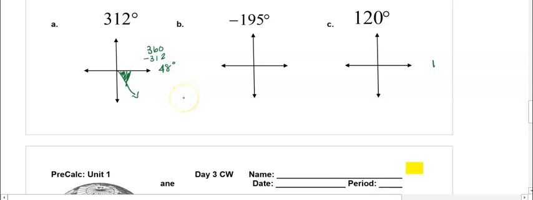So you see, all I'm doing here is drawing a picture and figuring out, okay, what do I have and what's left? Like with this 312, if I look at the picture, I have a whole circle here. If I had kept going with that arrow, I would have a whole circle going around. What's left is 48 degrees. So that's how you do reference angles.